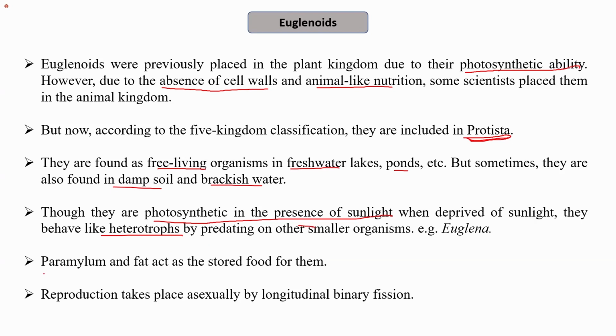So in the case of euglenoids, it is paramylum and fat that act as stored food for them. Reproduction takes place asexually by longitudinal binary fission. So there are two types of binary fission that may happen.